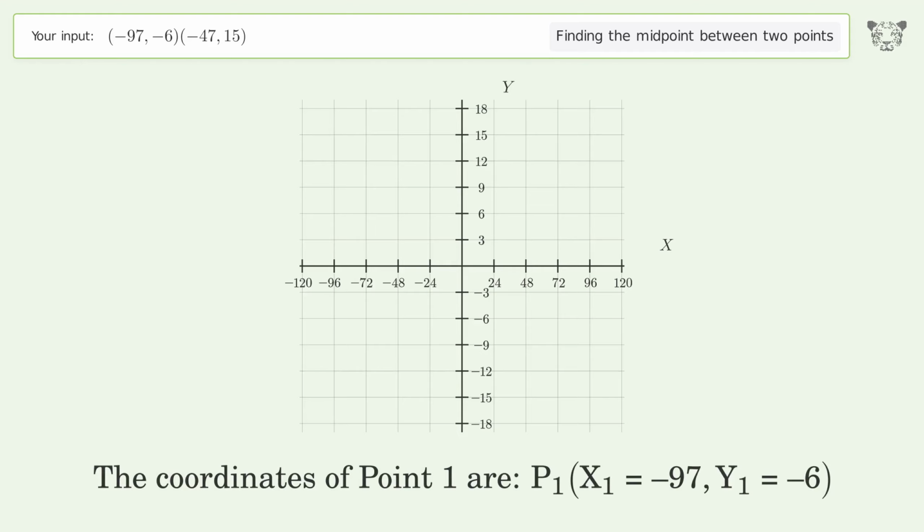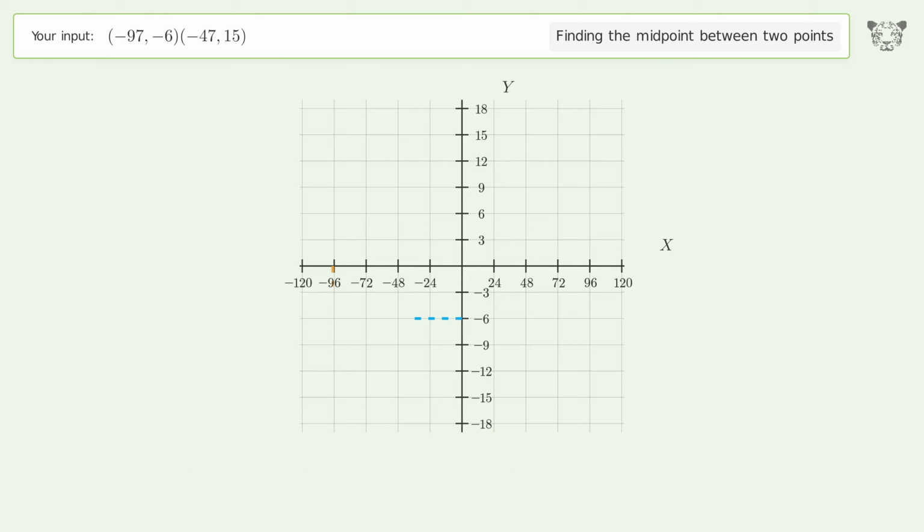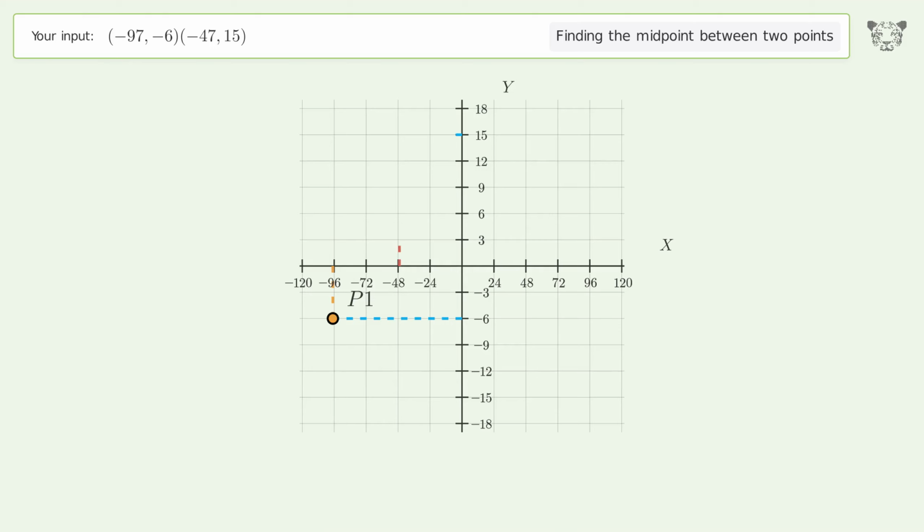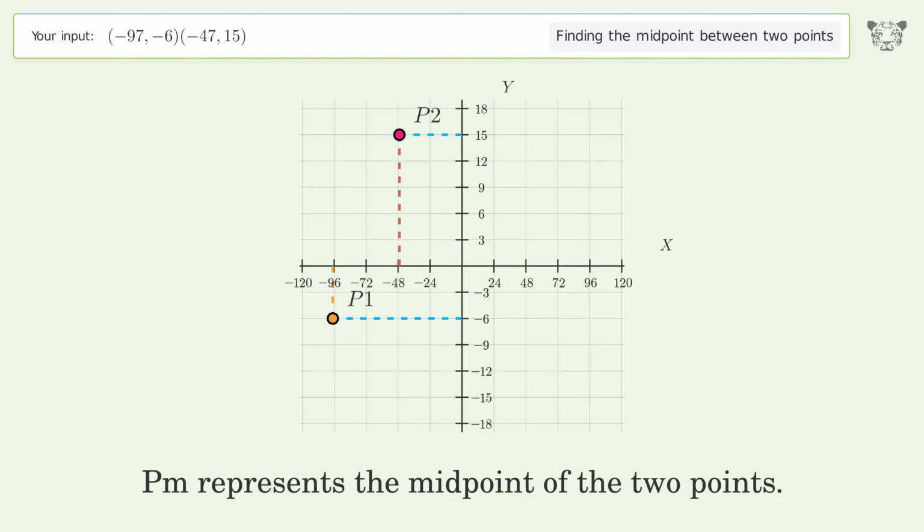The coordinates of point 1 are, x1 equals -97, y1 equals -6. The coordinates of point 2 are, x2 equals -47, y2 equals 15. PM represents the midpoint of the 2 points.